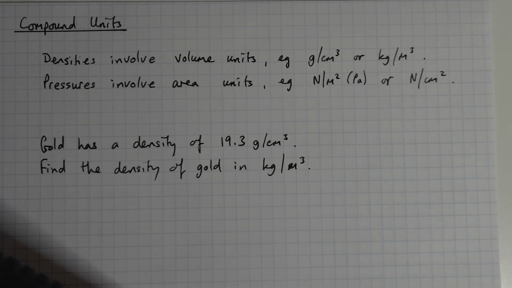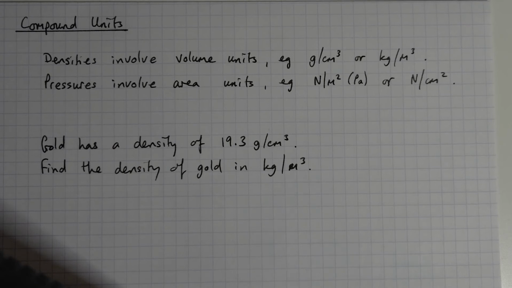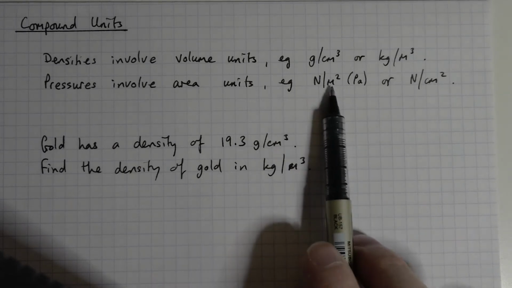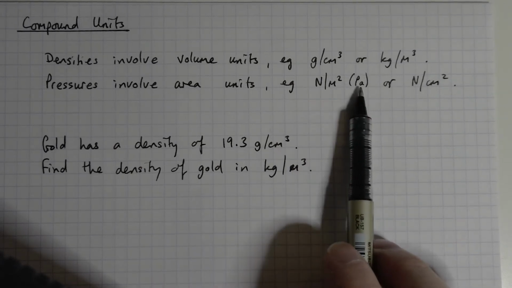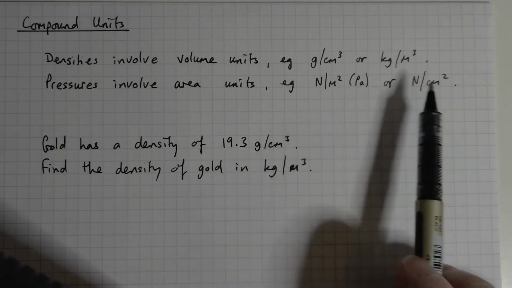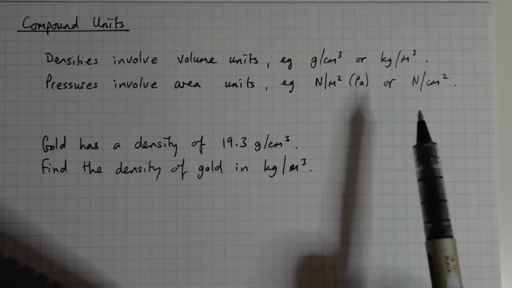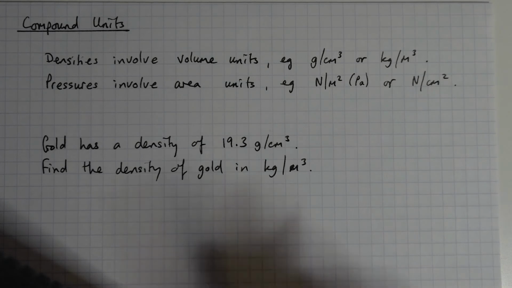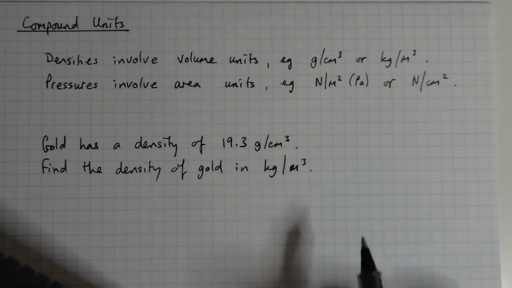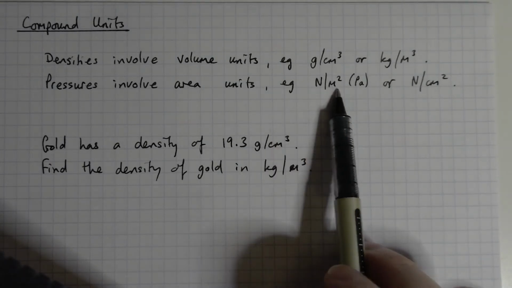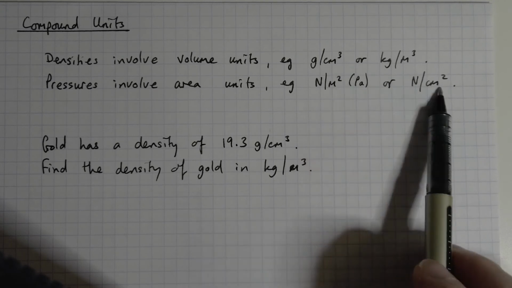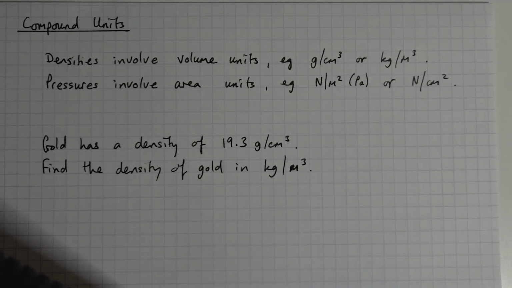In the same kind of way, when you measure a pressure, the standard unit to use is newtons per square meter, also known as a Pascal, but you could also have newtons per square centimeter or kilonewtons per meter squared. There's all sorts of exotic units you could use, but notice how they've got some area units hidden inside.